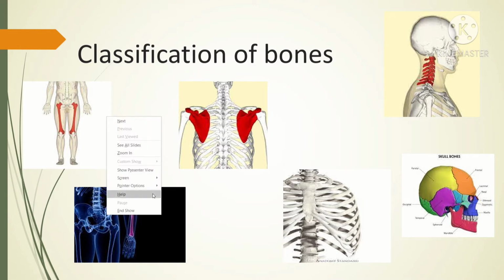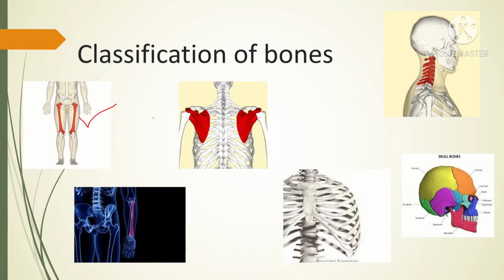As you can see in the first diagram, it is a thigh. The thigh region has a bone called the femur. This is the posterior aspect of the rib cage, and this bone is called the scapula. Here you can see the cervical vertebrae. Here you can see the radius. Here are the ribs, and this is a bone of the head region.